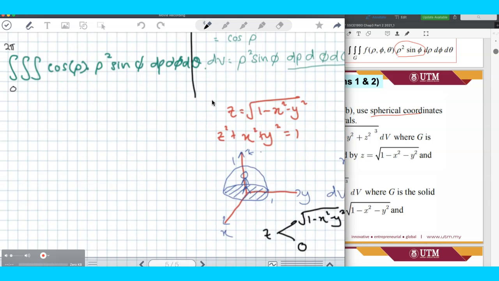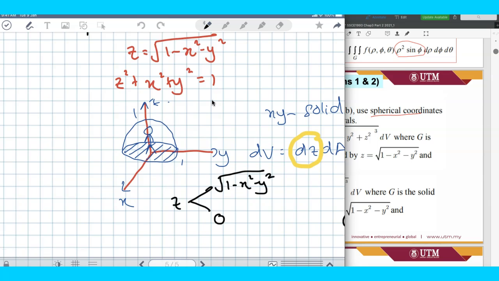Now rho. To determine the rho, in this case, what is rho? Rho is the radius of the sphere. As we know, now we have a hemisphere, and the hemisphere is part of the complete sphere with radius 1. So how can you determine the limit of the rho?